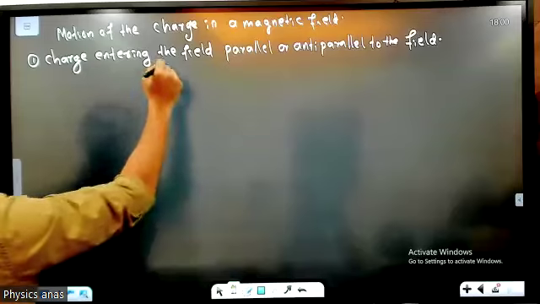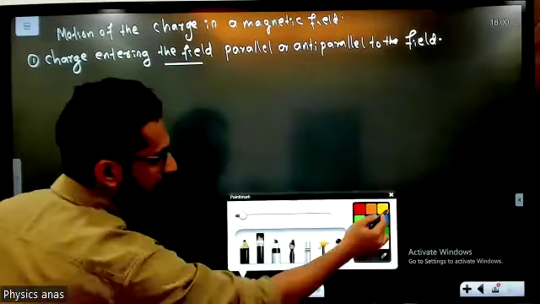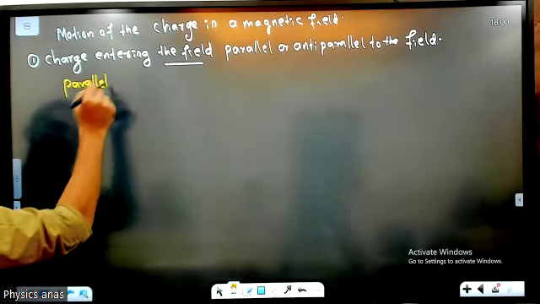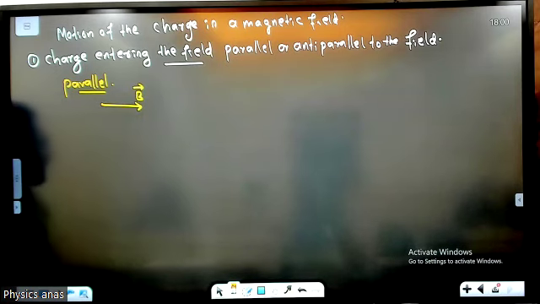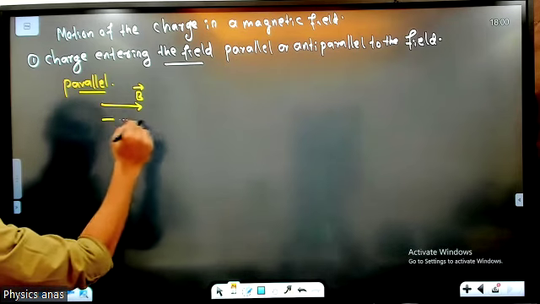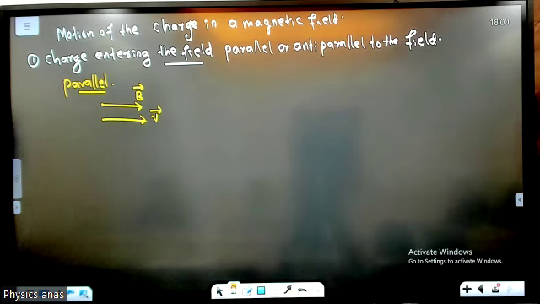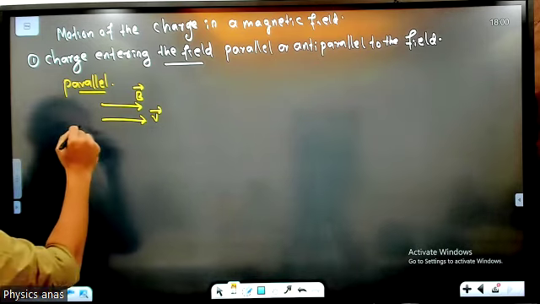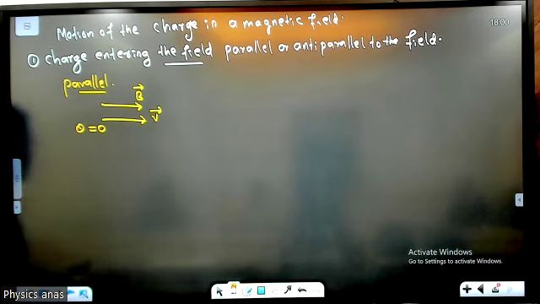Let's see what this case is. What is parallel? Parallel means it is like this. If the magnetic field is in this direction, now the charge is entering the magnetic field and the charge is also in the same direction. This is the velocity, the motion of the charge. So what is the angle here? The angle between them is 0.